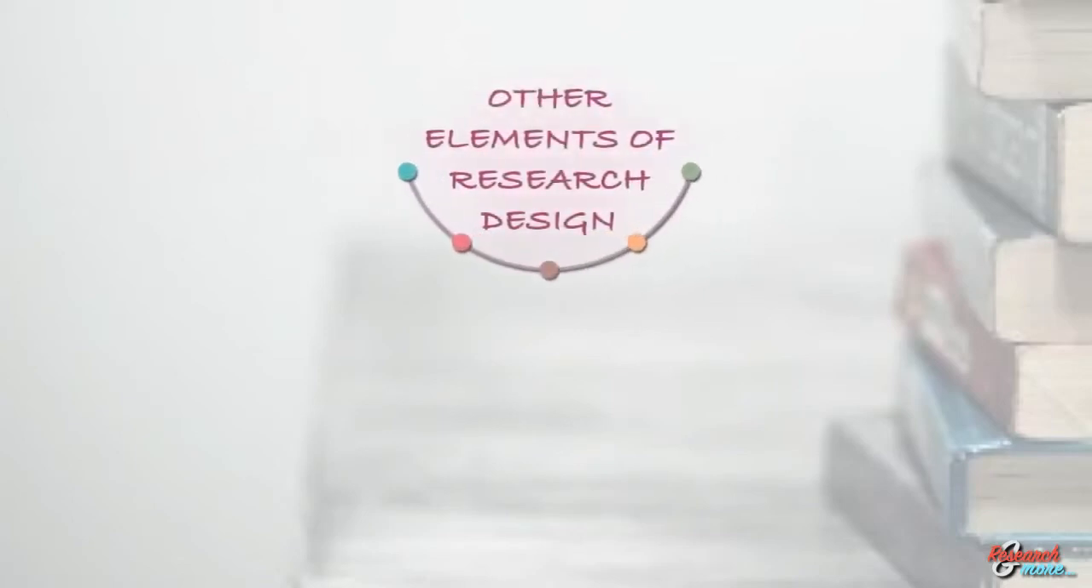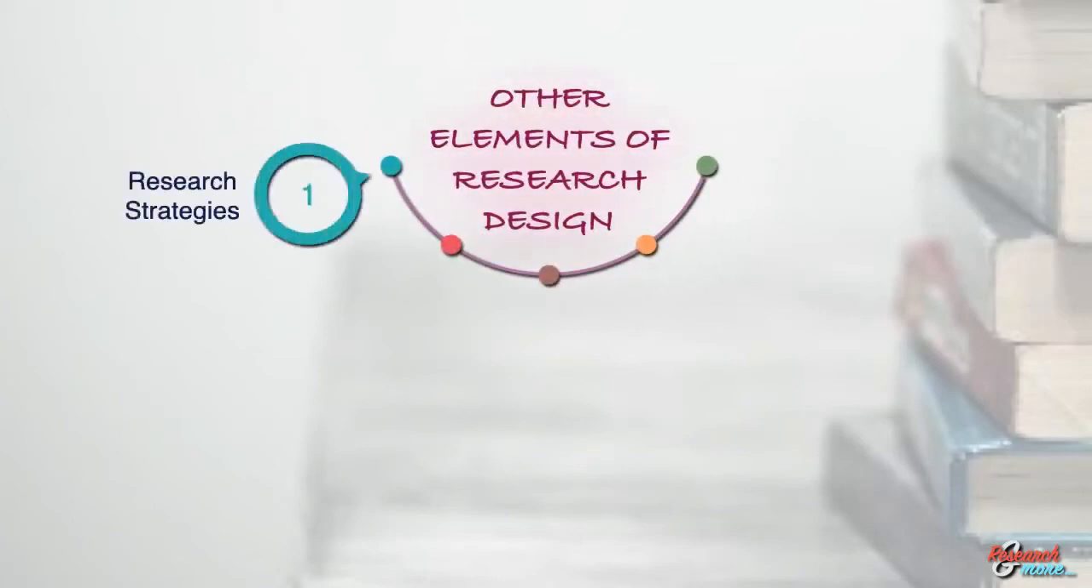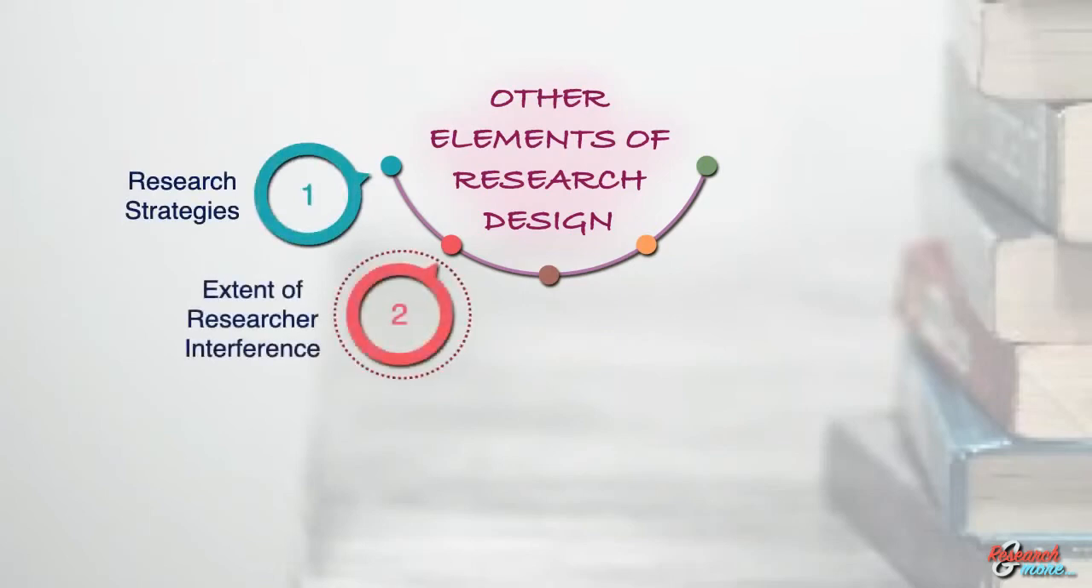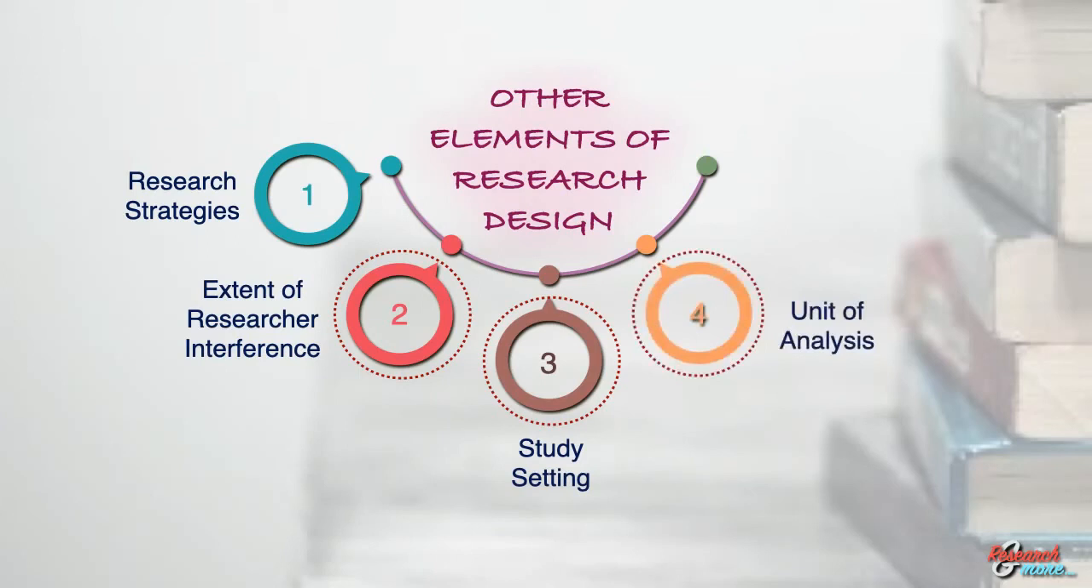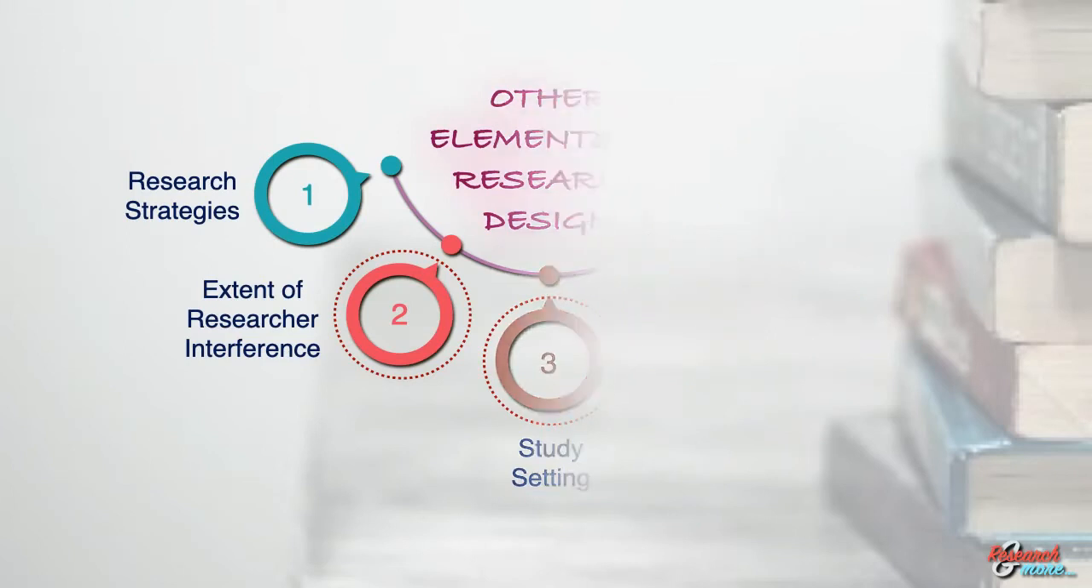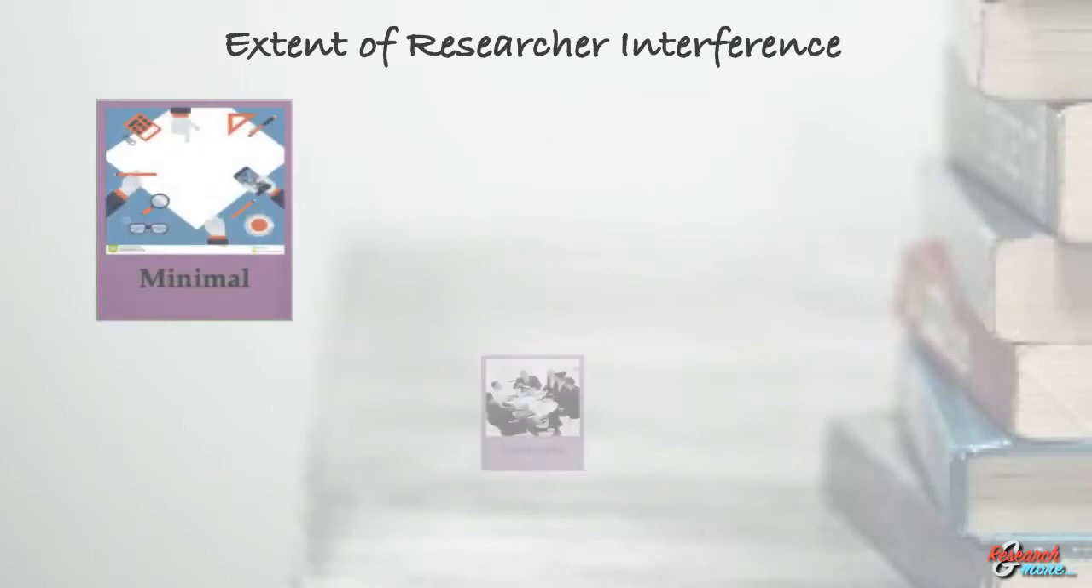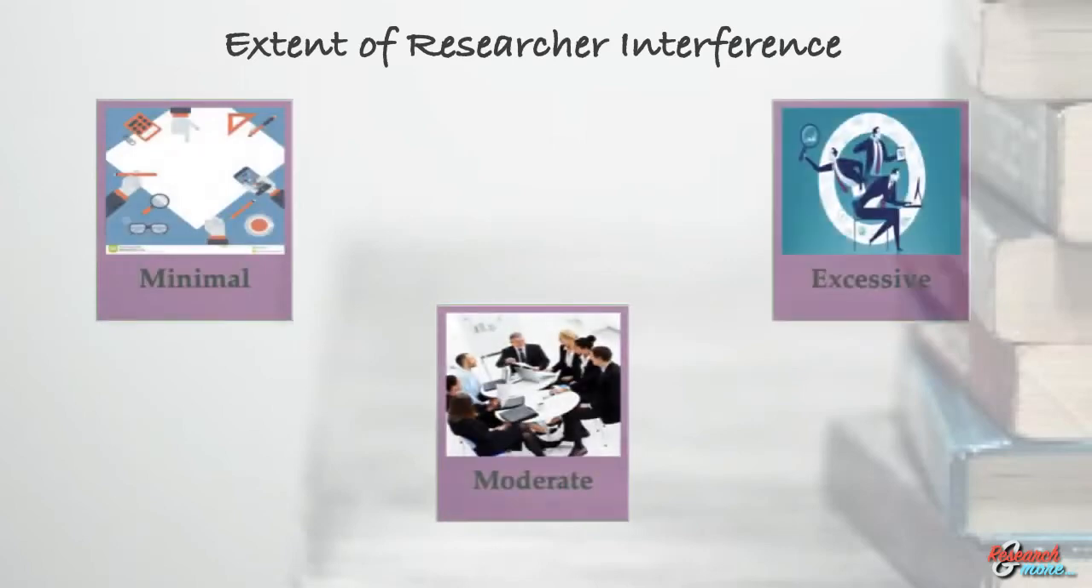From the research strategies, let's now proceed to the other four elements of research design: the extent of researcher interference, study setting, unit of analysis, and the time horizon. The extent of interference by the researcher has a direct bearing on whether the study undertaken is correlational or causal. The extent of the interference may be minimal, moderate, or excessive.